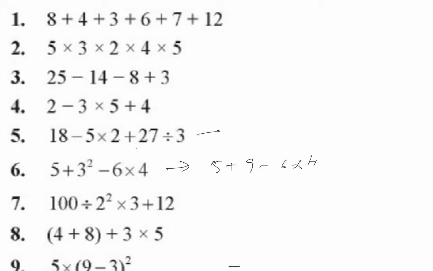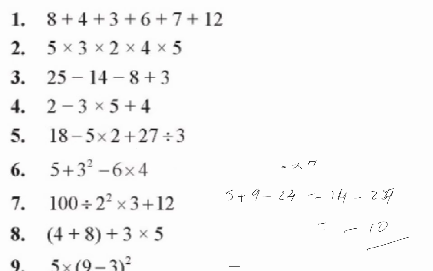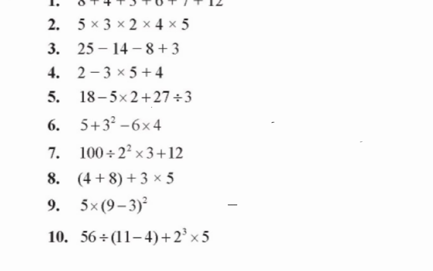And now what is the next operation that I will do? The multiplication. 5 plus 9 minus 24. And now what is the next operation? I will sum all the positive numbers, 14, and I will subtract the negative number, 24. And 14 minus 24 is minus 10, and this is the result. Okay, let's erase here. And now we go to the number 7.